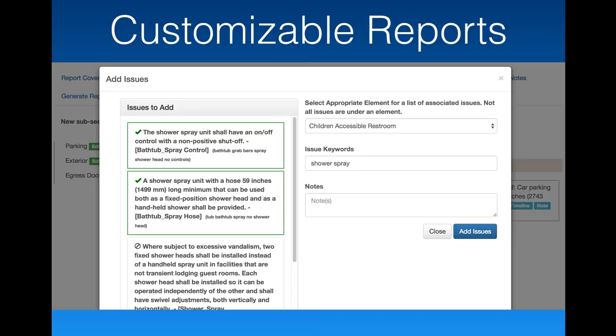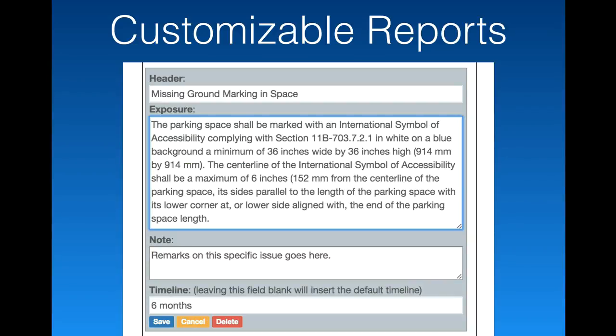Type in various words into the text field on the right and click on multiple issues. Click Add Issues to add to an issue group. On this slide, you can see a close-up of how to edit issues. You can change or add notes, modify the timeline for CASp reports, or the header for each issue.